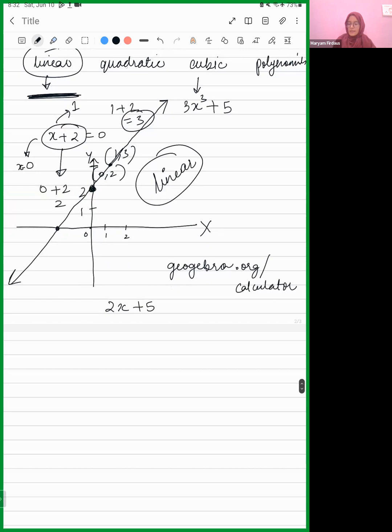Okay, and where do we get this word quadratic from? Quad, we get it from 2. What about cubic? Obviously, 3, right?